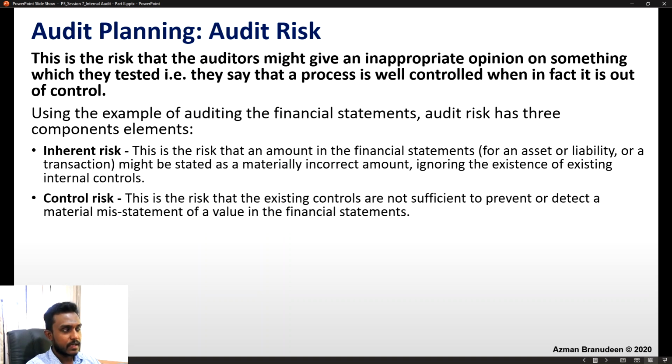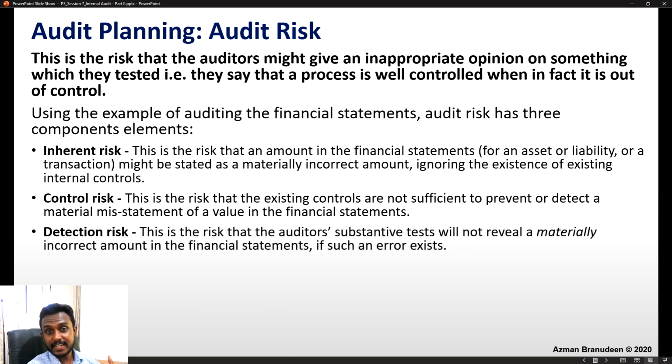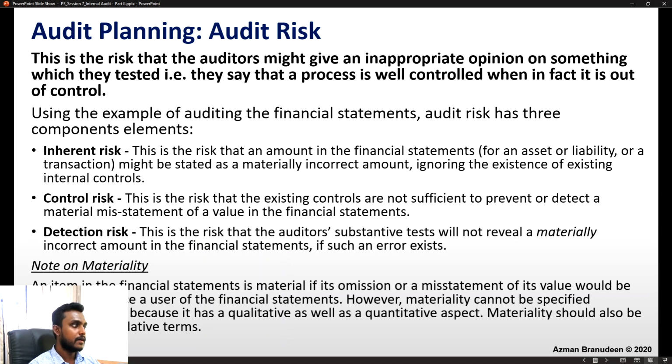Then the control risk. This is the risk that the existing controls are not sufficient to prevent or detect a material misstatement of a value in the financial statements. Even if this is not subject to good investigation, you are facing audit risk. Then you have the detection risk. This is the risk that the auditor's substantive tests will not reveal a materially incorrect amount in the financial statements, even if such an error exists. So even in that case, if they miss something material, which is detection risk, it leads ultimately to overall audit risk.